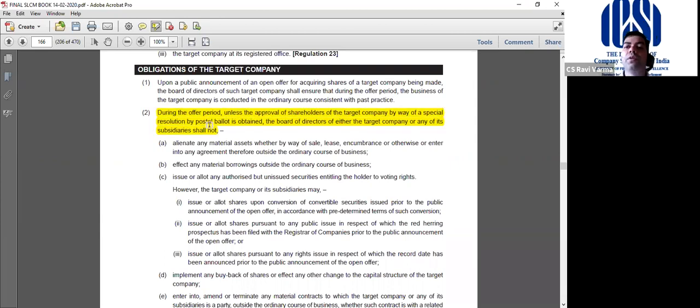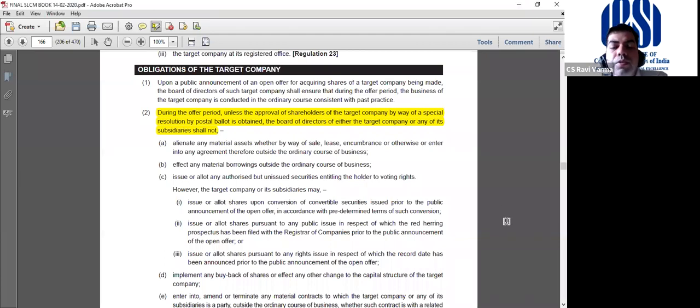Now, sir, why is the approval of shareholders required? If you are doing it with the approval of shareholders, then it is in the public domain. The public will come to know what you are doing, and they will not allow you. But otherwise, you may alienate the property.